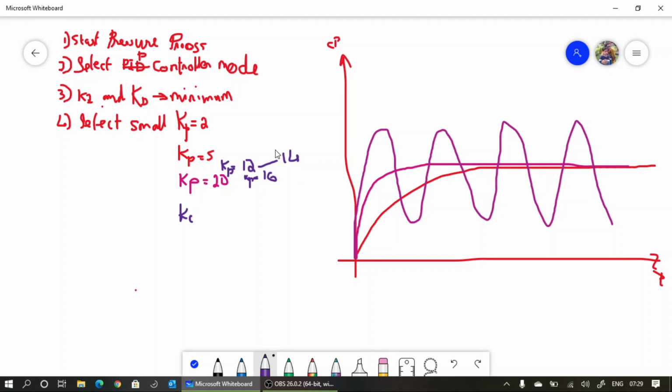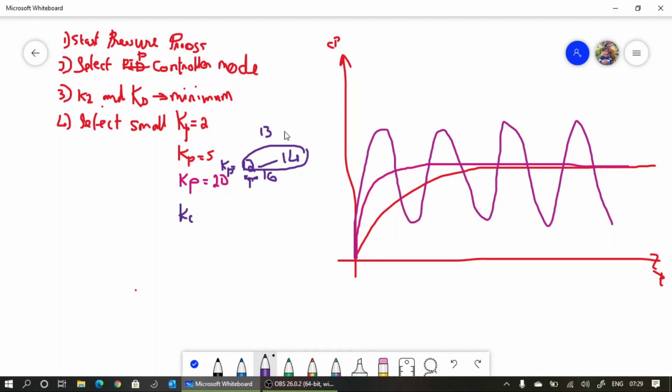So again run the process. Corresponding to Kp equal to 14, say we have sustained oscillation. Corresponding to 12 there is no sustained oscillation, corresponding to 14 we have sustained oscillation. So we have to take this 12 and 14. Now what is the middle point? 13. Now run the process with Kp equal to 13.